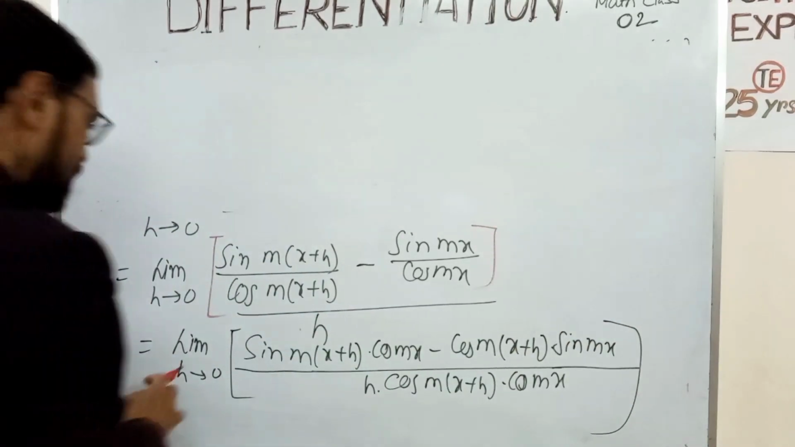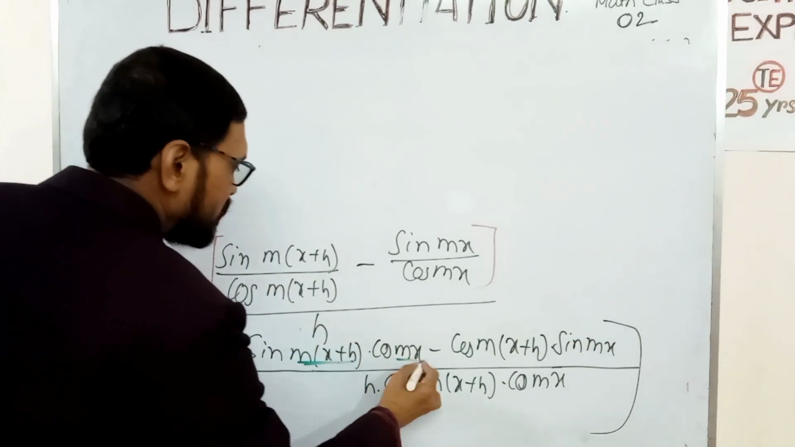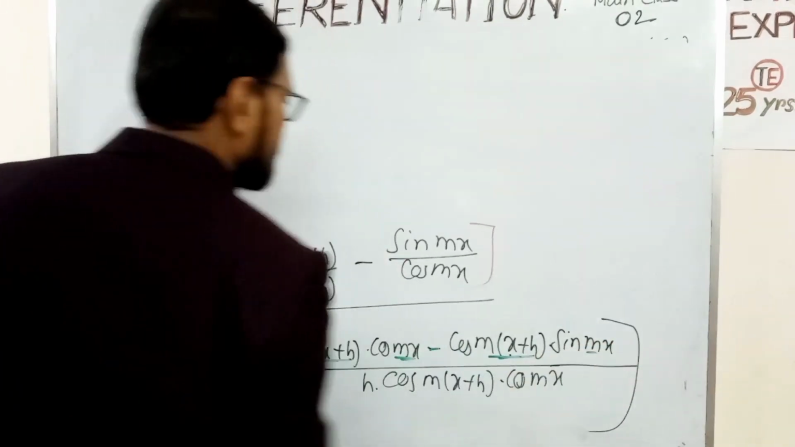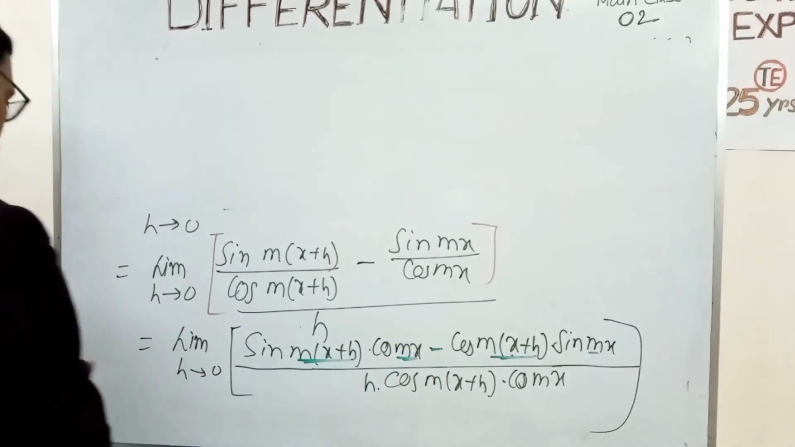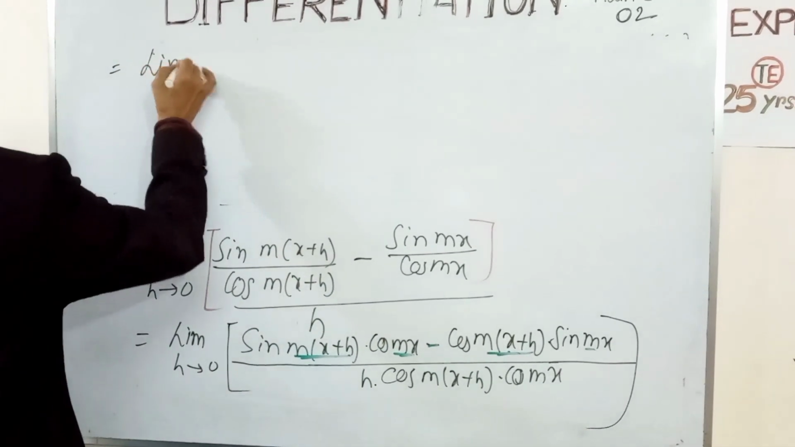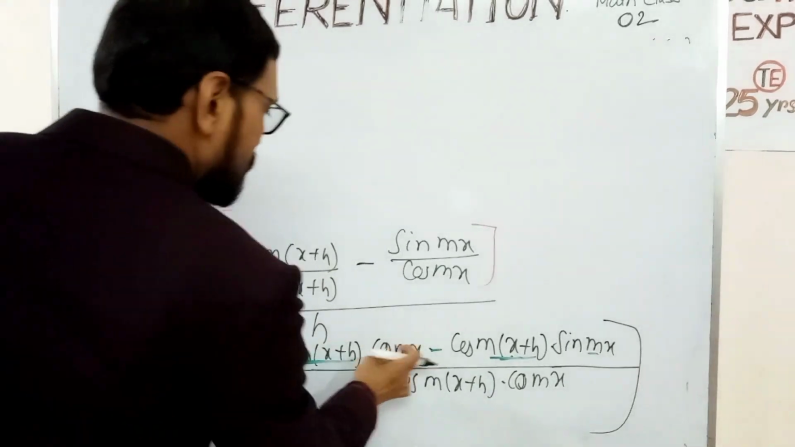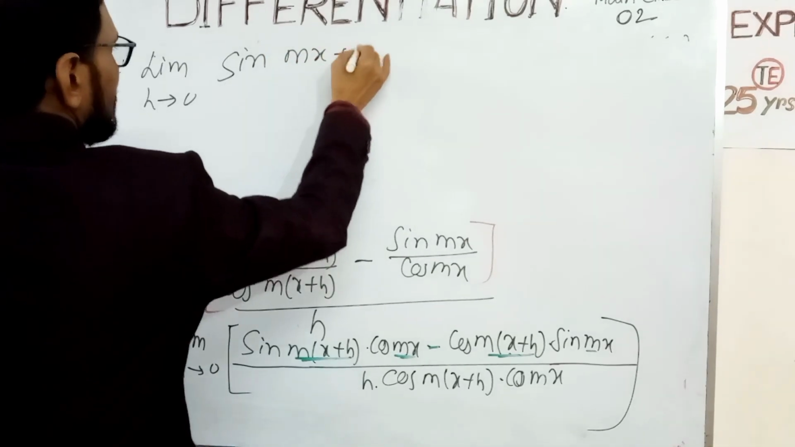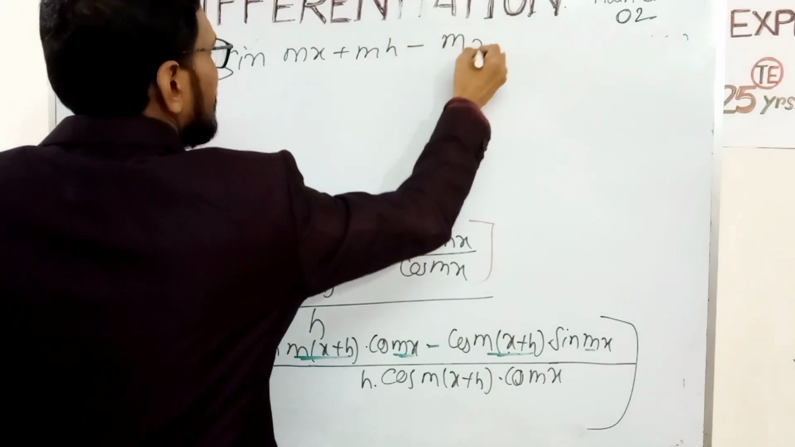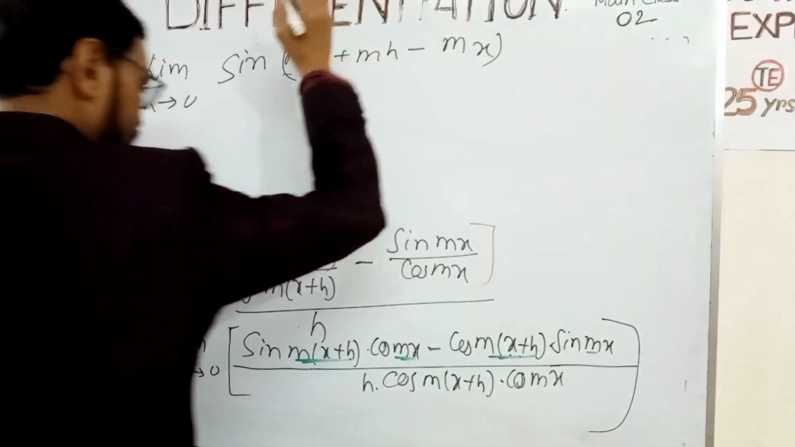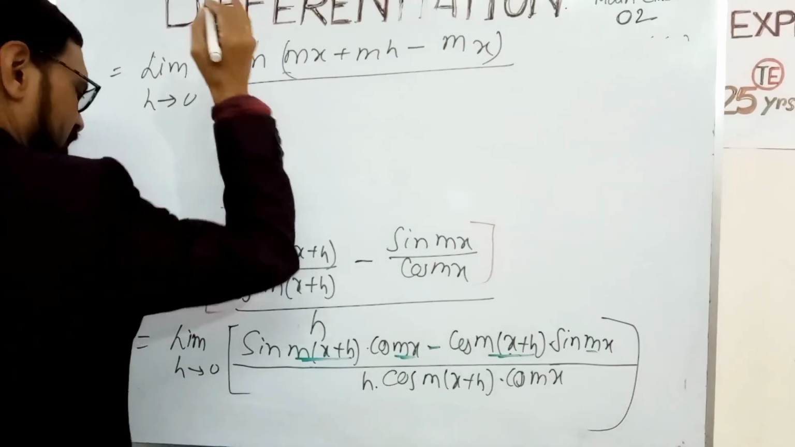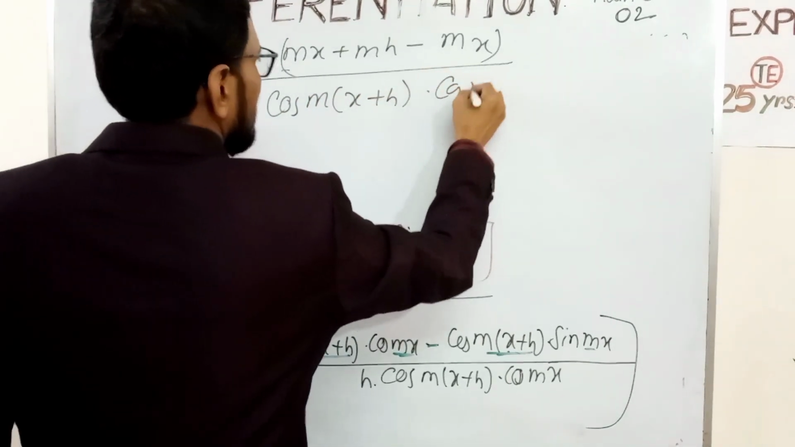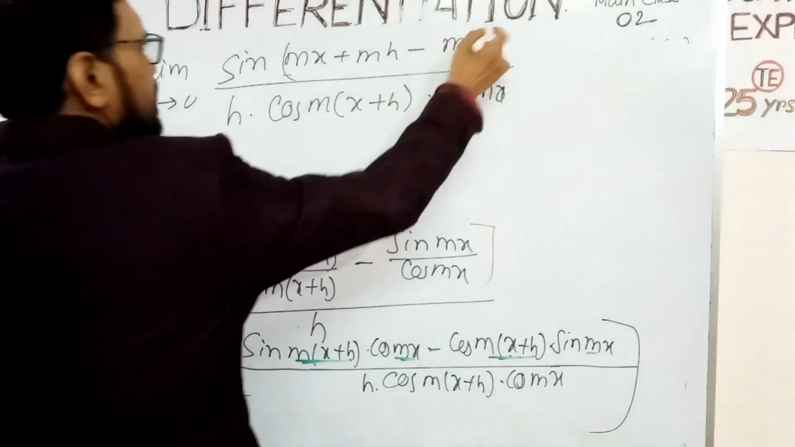sin A cos B. This is A, this is A, this is B. Sin A cos B minus cos A sin B. The result is sin A cos B minus cos A sin B, which is sin of A minus B, divided by h into cos. So cancel this and this.